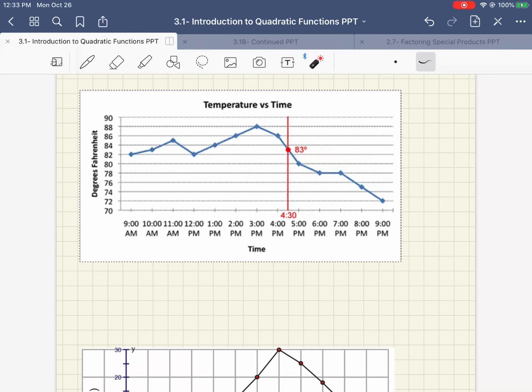Our range, if we were looking at key feature range, we would say, well, the lowest this ever goes is 72, and the highest it ever goes is 88. So our range here is from anywhere from 72 to 88 degrees. It always stays within that.